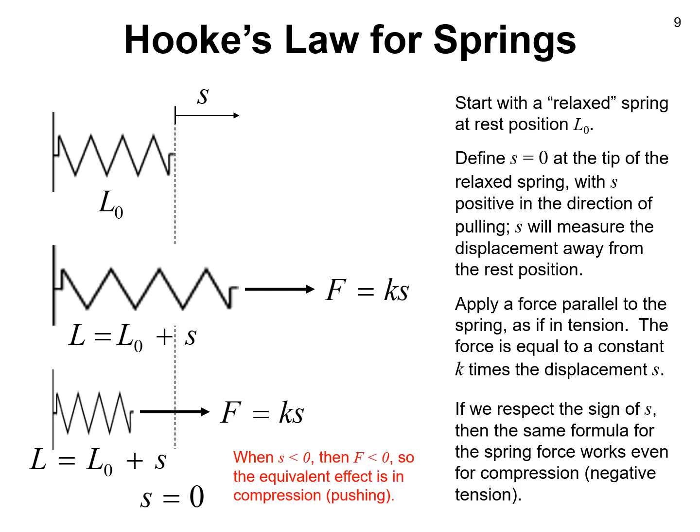What makes this work is that in the second case of compression, the S is now a negative number. It's now to the left of my reference line. It's in the opposite direction of positive S. So if I now say that I have K times a negative value of S, I get a negative force.